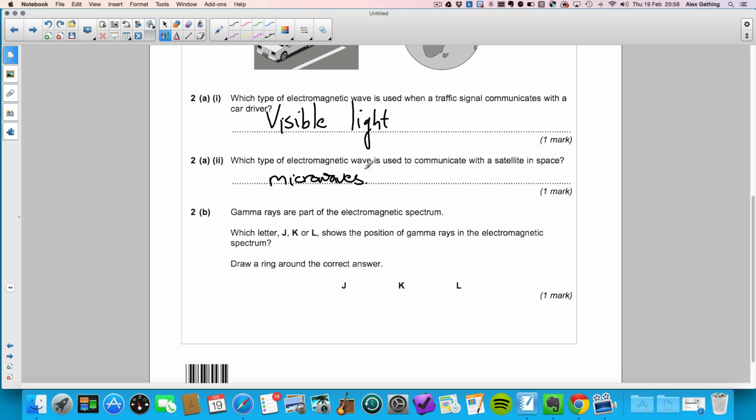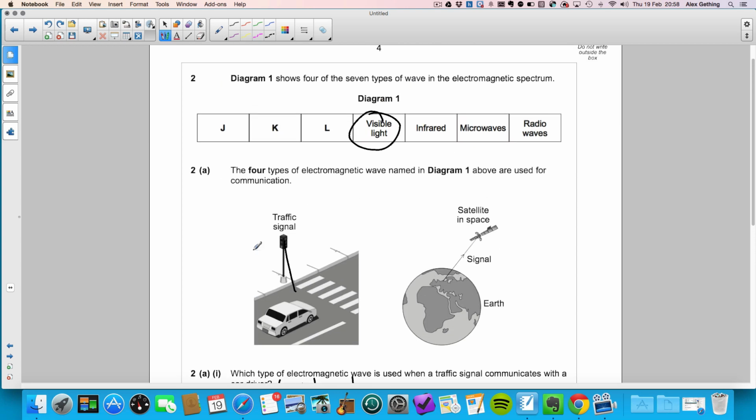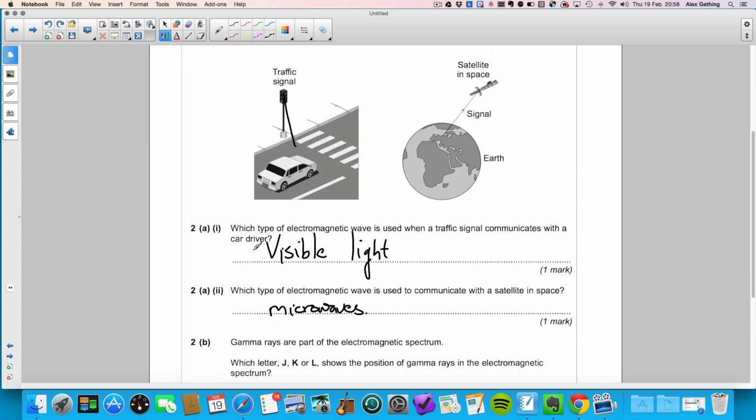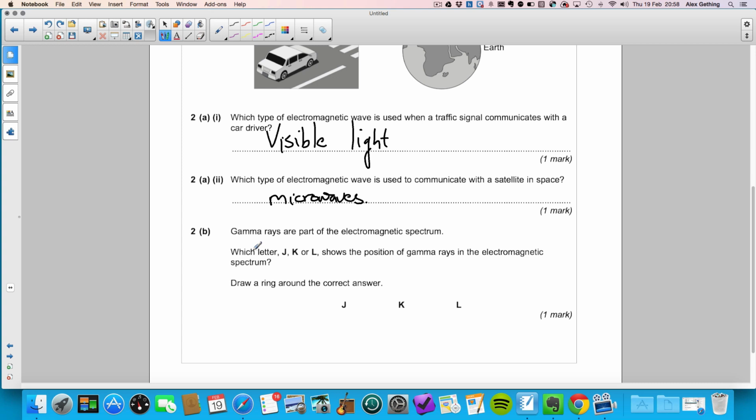Okay. 2 part B, gamma rays are part of the electromagnetic spectrum. Which letter, J, K or L, shows the position of gamma rays in the electromagnetic spectrum? Draw a ring around the correct answer. Okay, so have a quick look back there. So gamma rays, we're way over to the left there, and the answer is going to be J. Whoops, I'm going to circle that there.